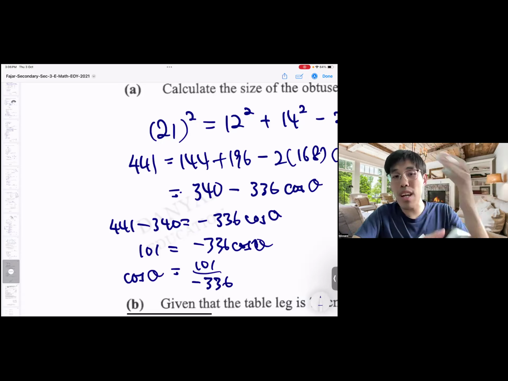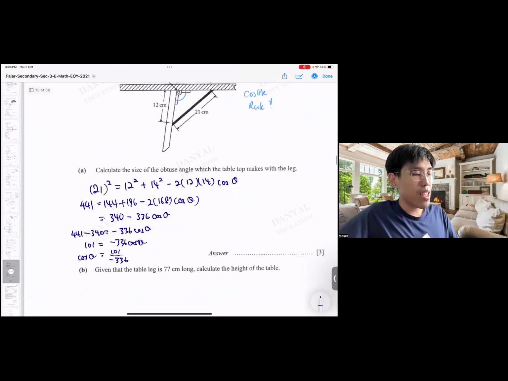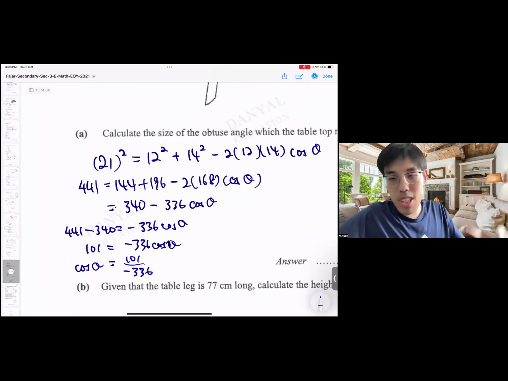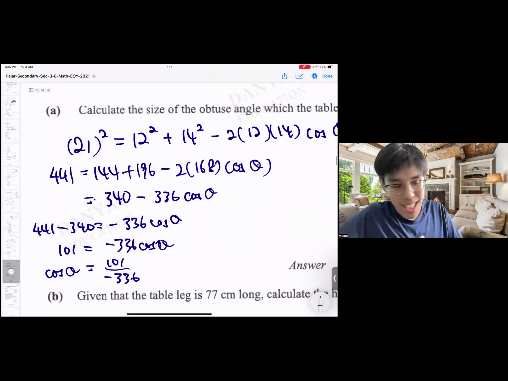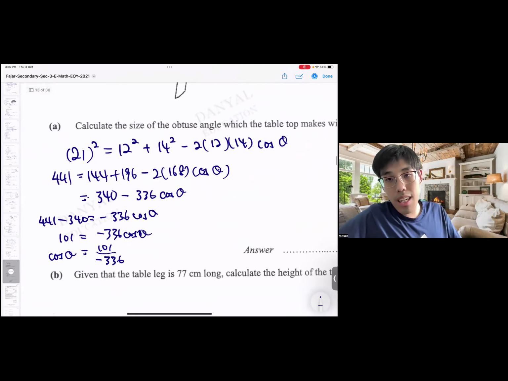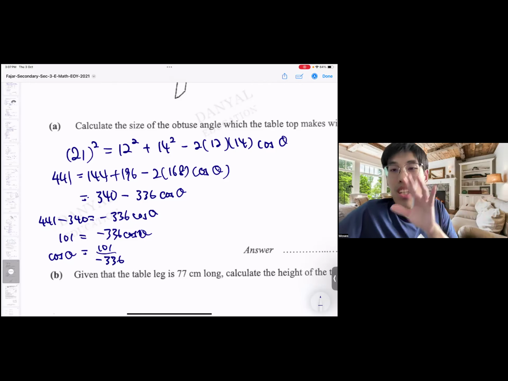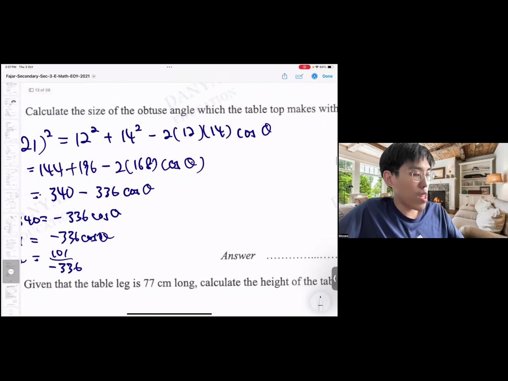Okay? Use this to find cosine theta. Don't rush. This entire thing is 3 marks. Enjoy your time. Relax. Make sure your workings are very clear. It's not worth it for you to miss the marks because you key in something wrong in the calculator or you miss out the bracket or the minus. Not worth it. Okay? So what is my theta?